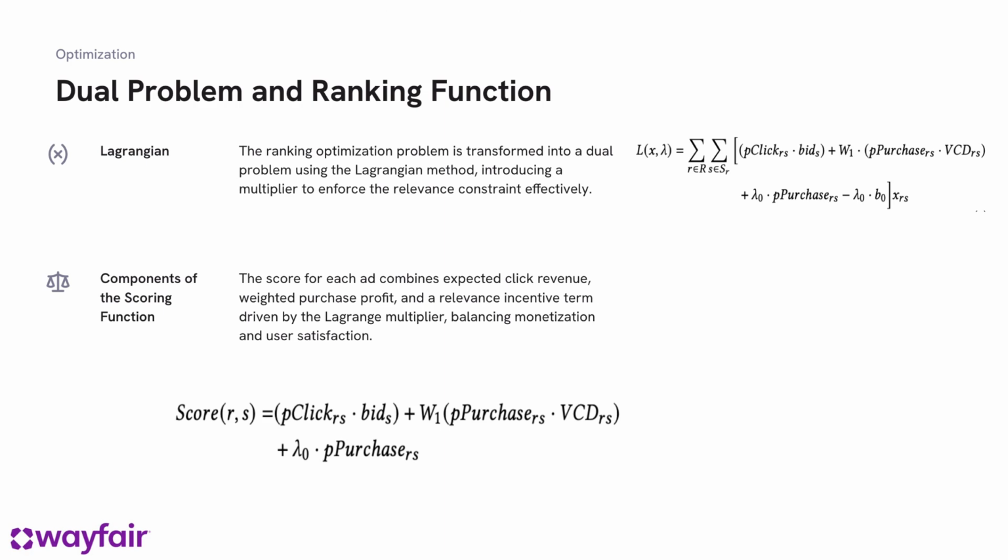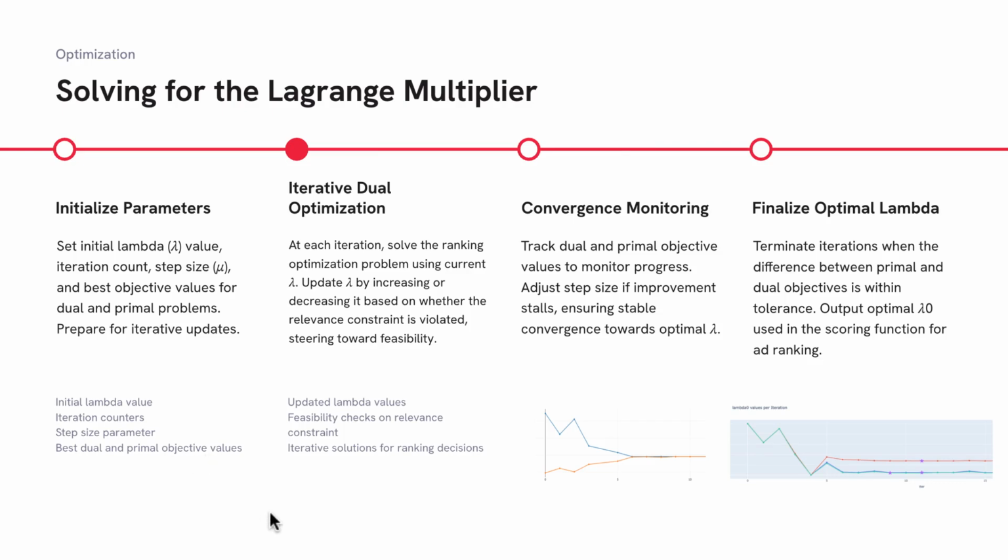So increasing the value of lambda 0 increases the importance of p-purchase in ranking, which encourages selection of more relevant SKUs. Given W1 and relevance constraint B0, we can solve for lambda using an iterative approach where at each iteration we update lambda depending on whether the relevance constraint is violated or not. And to check for convergence, we track the dual and primal objectives and terminate iteration when the difference between the primal and dual objectives is within a tolerance.